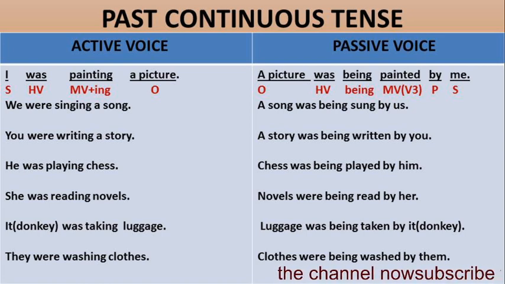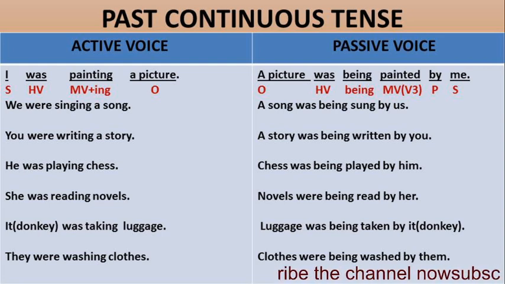In passive voice, the object is brought first, then the helping verb based on the object, then being is added. In continuous tense, we must add being when writing a sentence in passive voice. Then look at the example. We were singing a song. A song was being sung by us.